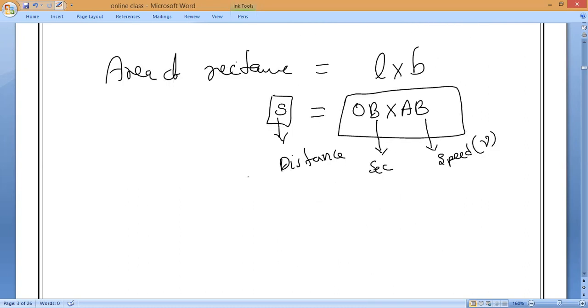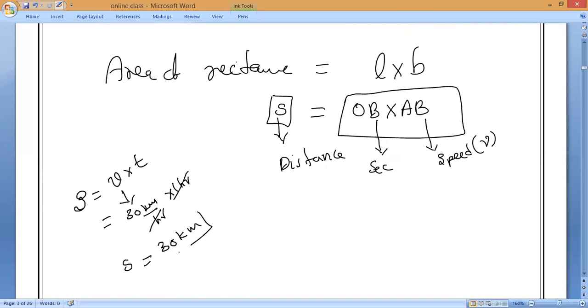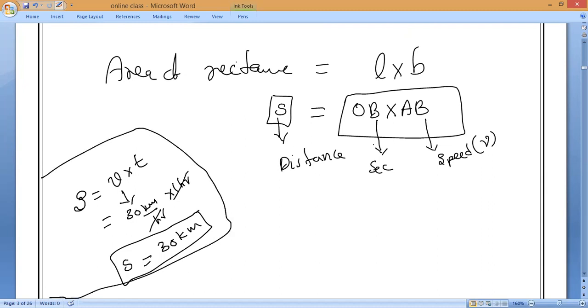Now if we take the formula, as we know, distance is speed into time. For example, speed is 30 kilometers per hour and time is 1 hour. So the time gets cancelled, and distance is equal to 30 kilometers. This is only an example. Have you noticed how to solve this one? Yes, sir.